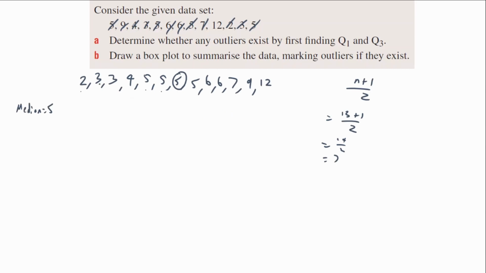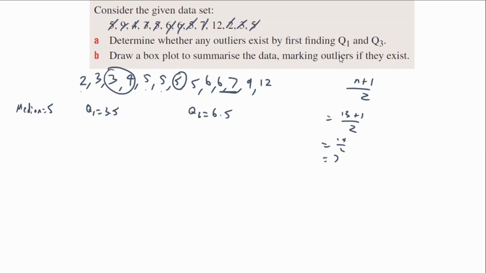Once I've done that, I need to find the median of the lower half of the data and the upper half to find Q1 and Q3. There's a total of 1, 2, 3, 4, 5, 6, so it's going to be in between my third and the fourth. So I know Q1 is going to be 3.5, the average of 3 and 4. And over here it's going to be between 6 and 7, so Q3 is going to be 6.5. Alright, so I've done the first step.